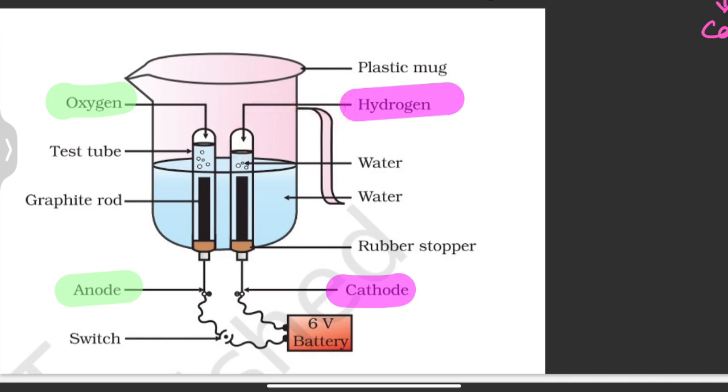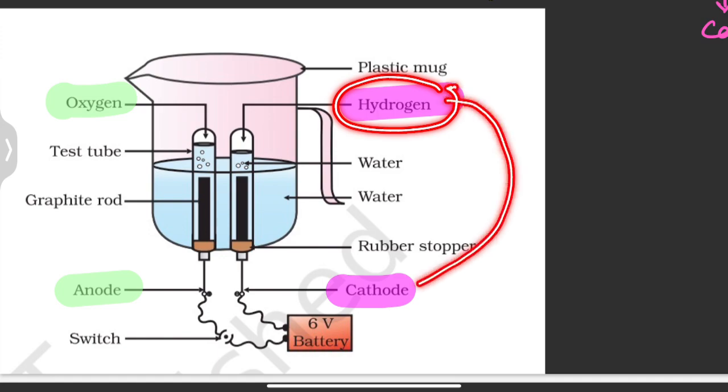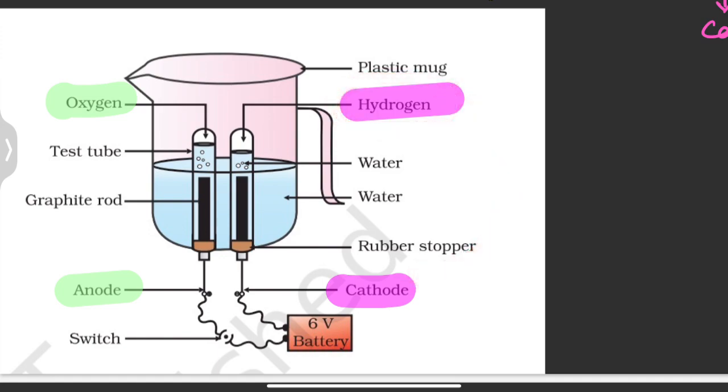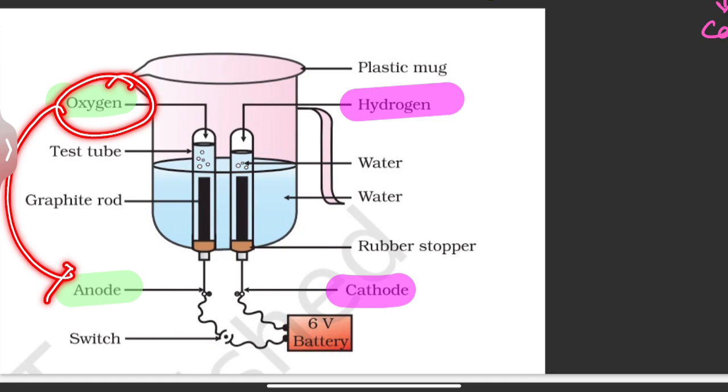So how the question will be asked here is, at which electrode is hydrogen gas liberated? You should write, at cathode hydrogen gas is liberated. At which electrode is oxygen gas liberated? You should write, oxygen is liberated at the anode.